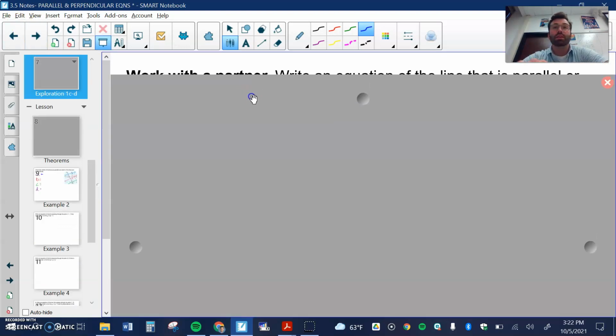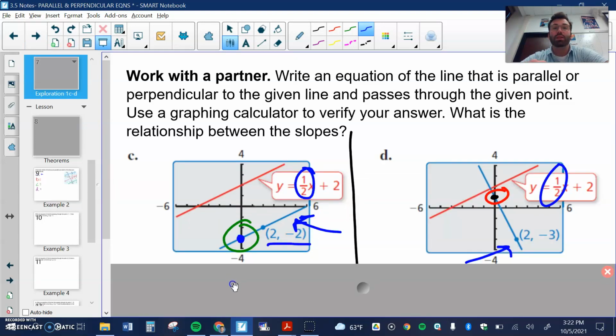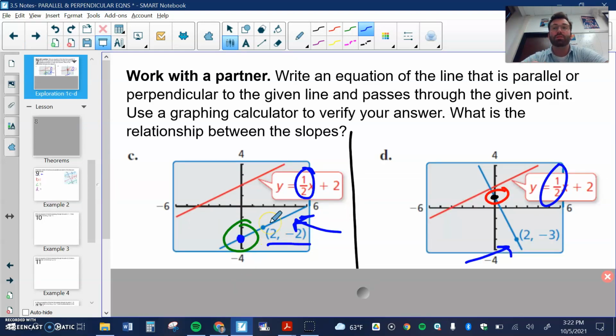For part C and D, I want to write the equation now in y equals mx plus b form. Remember, b is your y-intercept. These two lines are parallel, these are perpendicular. Pause it, try to write the equations of those two lines.